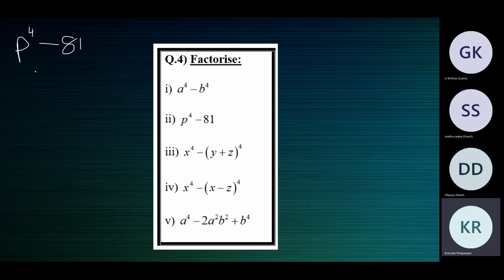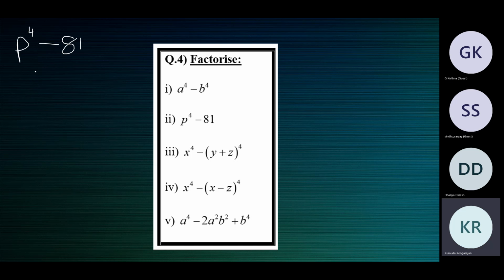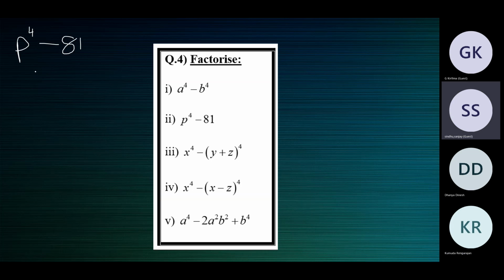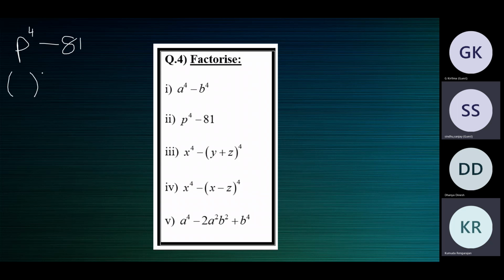How many terms are there? Two terms, ma'am. And there's a minus sign in the middle. So it should be of the form x square minus y square, ma'am. This is x square minus y square.